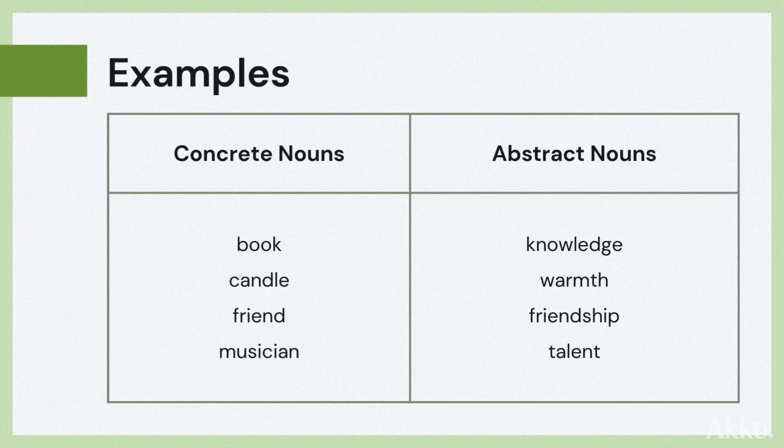Next, we have musician. Musician is a person. It is a concrete noun, something that can be detected by our five senses. Compare that to talent. Talent is more abstract. You need the musician to witness or to see the talent. In these examples, we need the object or the concrete nouns to experience the concept or abstract nouns.